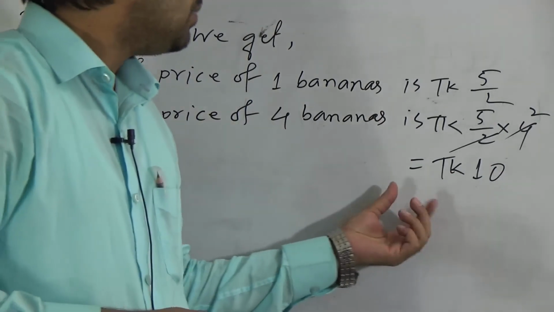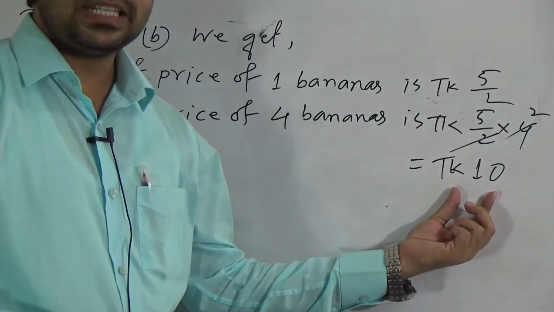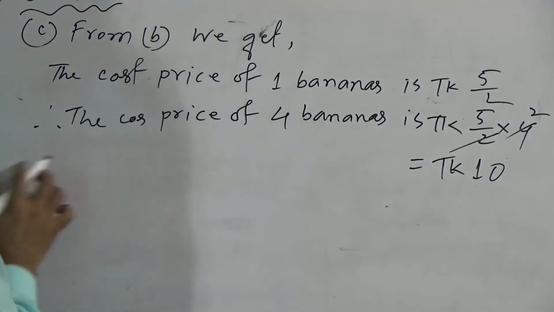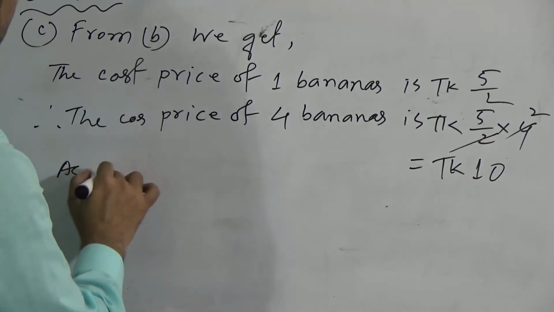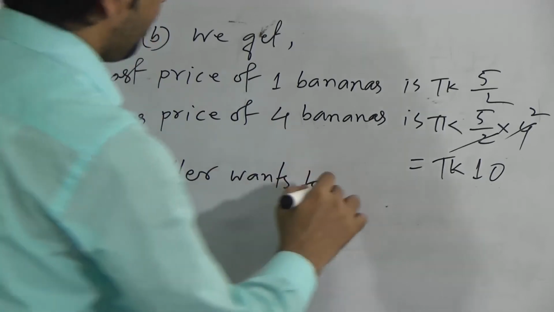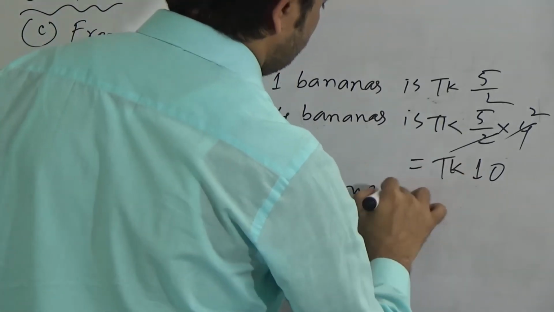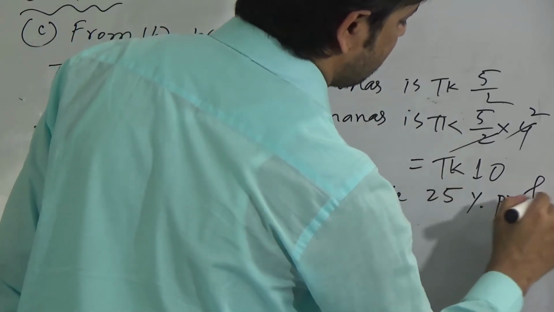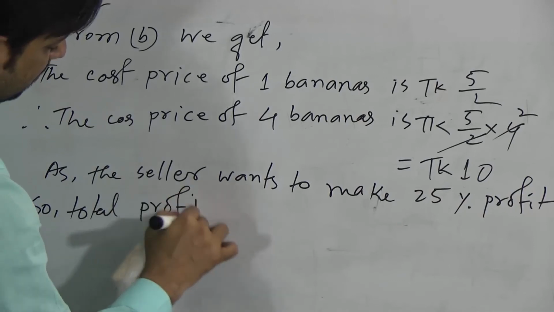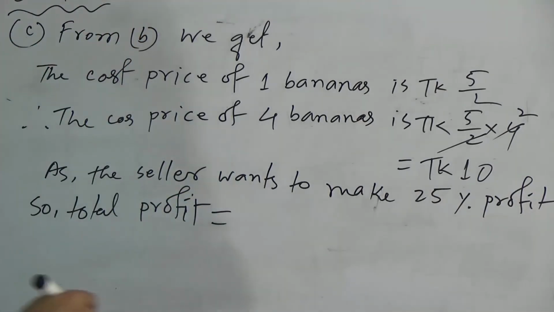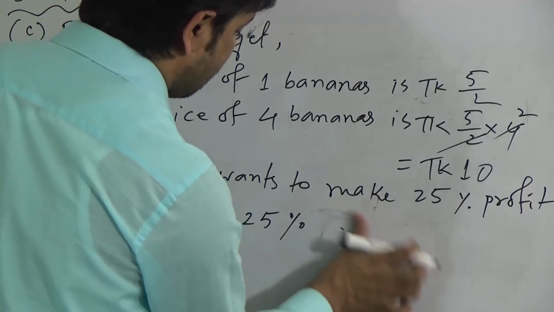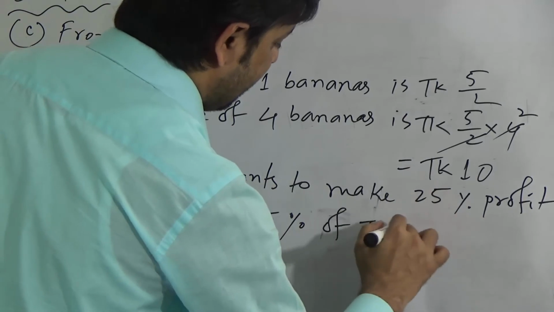Now we can determine the 25% of 10 taka, then we will get the profit. So we can write here, as the seller wants to make 25% profit, so total profit for banana will be equal to 25% of the price of 4 bananas, that is taka 10.